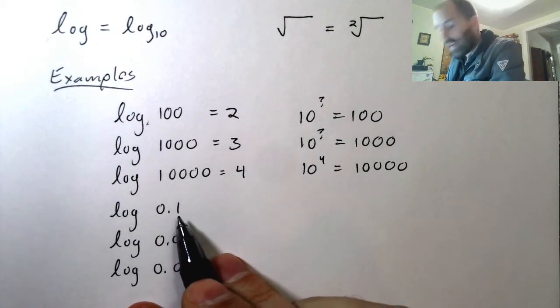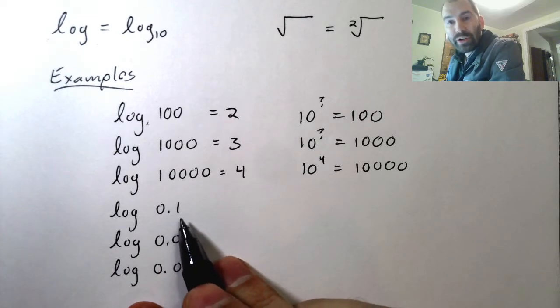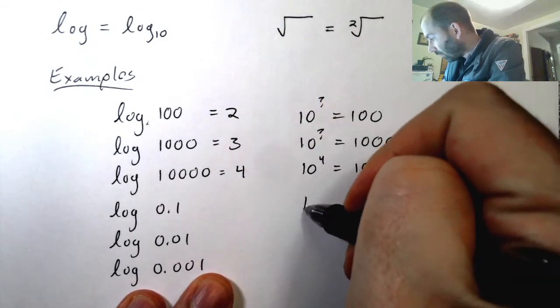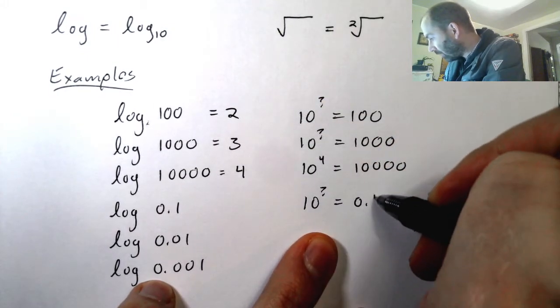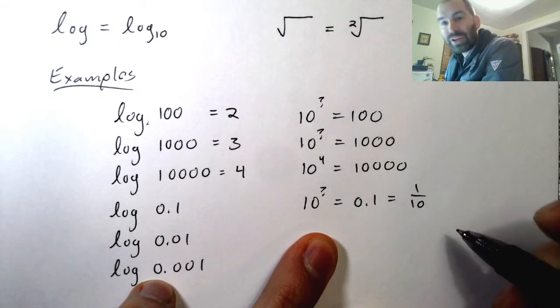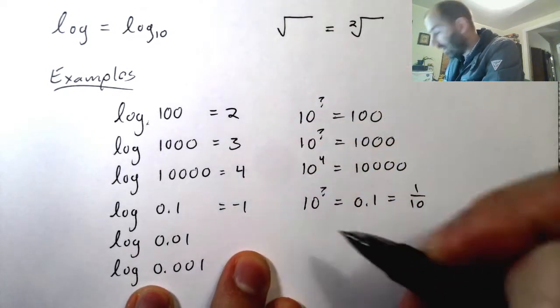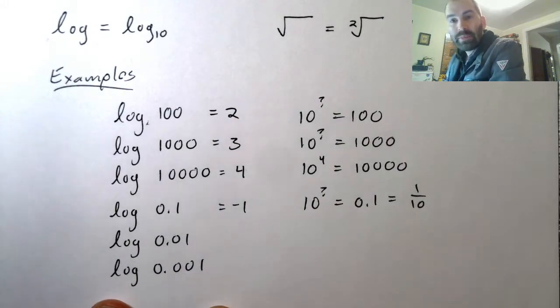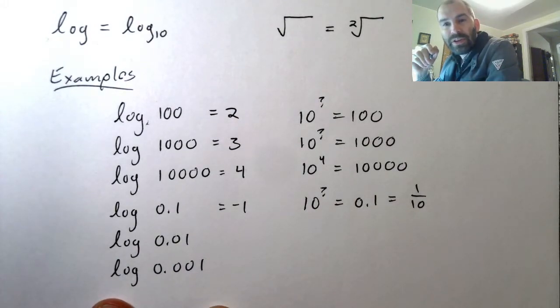Now what about these? Well, we actually did this one earlier. I wrote the 10 down here, and we said that we're looking for 10 to the what equals 0.1. Well, remember, we realized that was 1 over 10, and so that had to be -1. So what about these two? Go ahead, pause the video, see if you can figure these out.